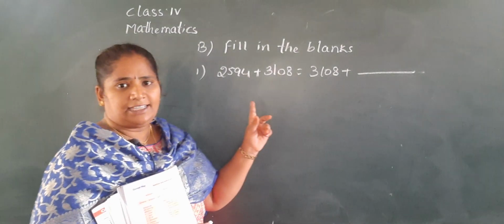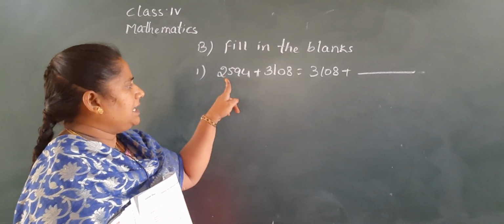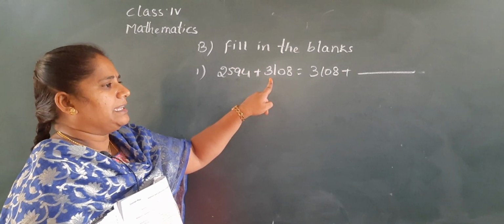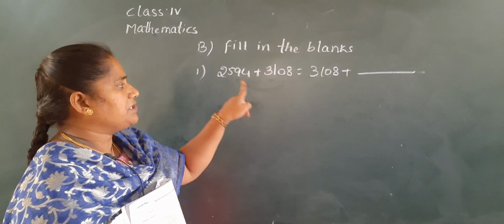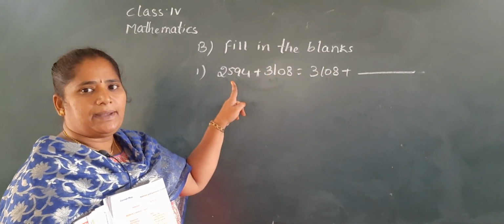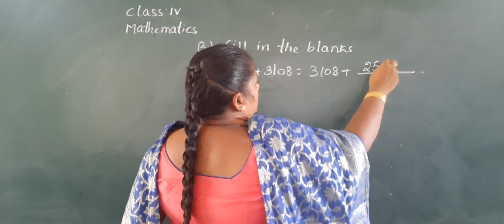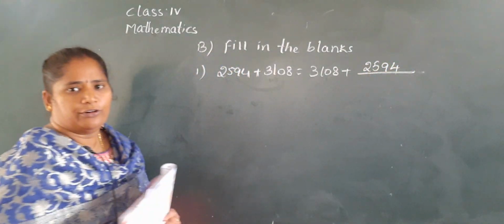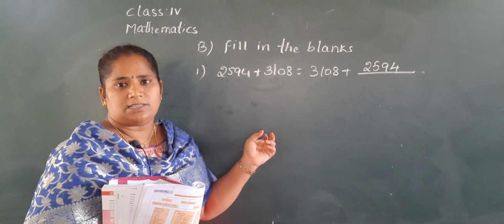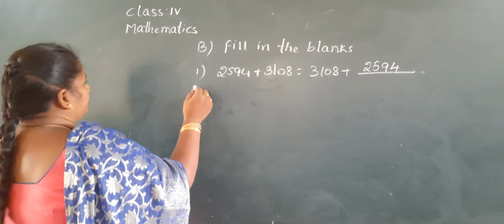See, Nana, if you add two numbers in any order, we get the same answer, isn't it? So, these are the addends. Here, 2594 plus 3108. If you change the order, this will come first, and the remaining number is 2594. So, you write 2594. If you change the order of the addends, we get the same answer. Okay, ma?